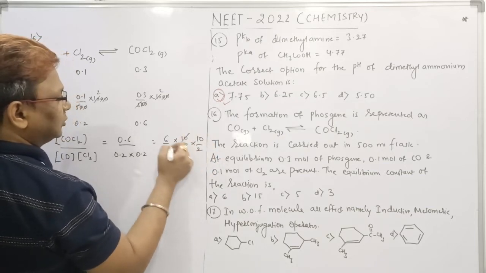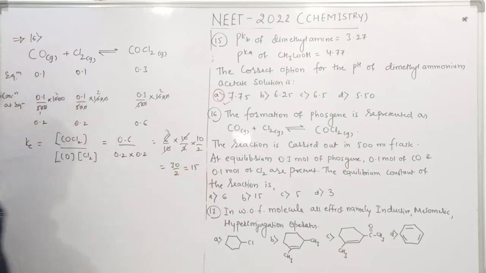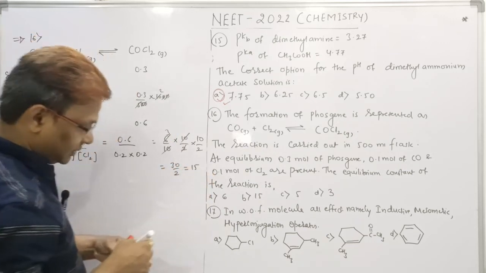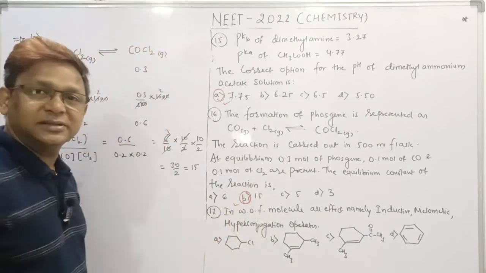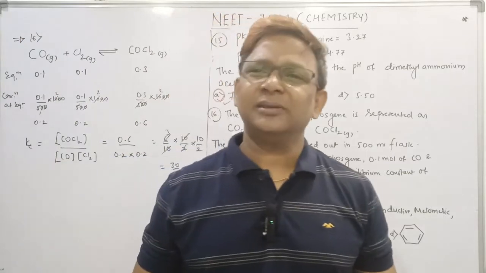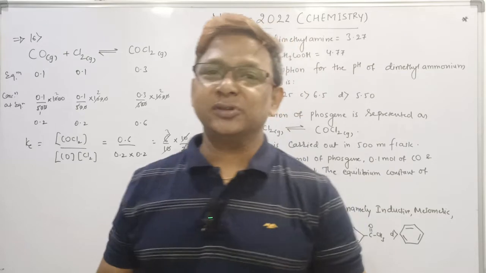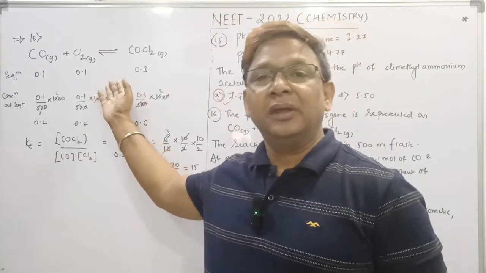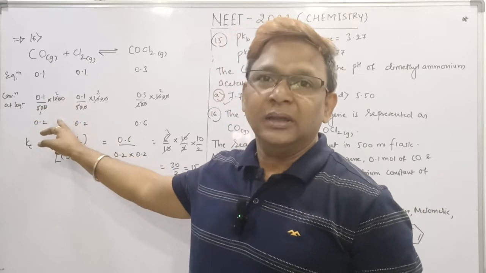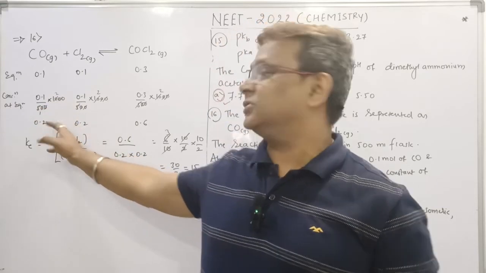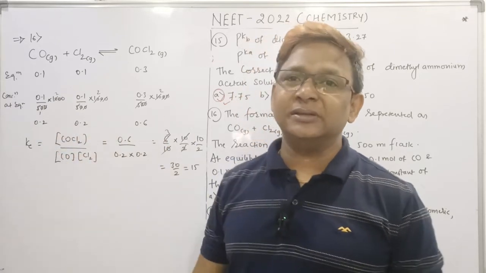These get cancelled. 2 ones are 2, 3 twos are 30 by 2, that is equal to 15, the value of Kc. Yes, it is option B that is correct here. The value of Kc is given here as 15. Very simple. They give the values at equilibrium and the volume in ml. So first get the concentration at equilibrium, which is number of moles by volume in ml multiplied by 1000. Substitute this value in the Kc and we'll get the answer.